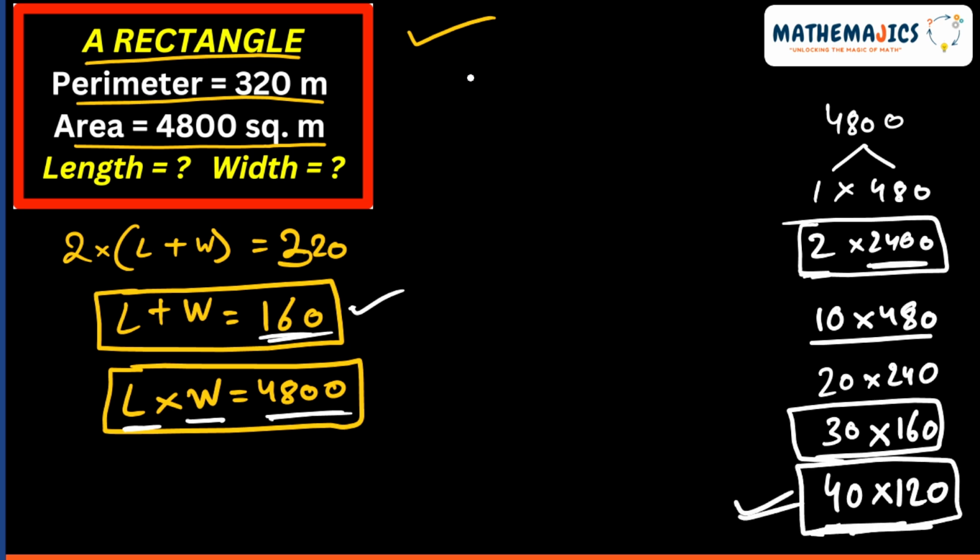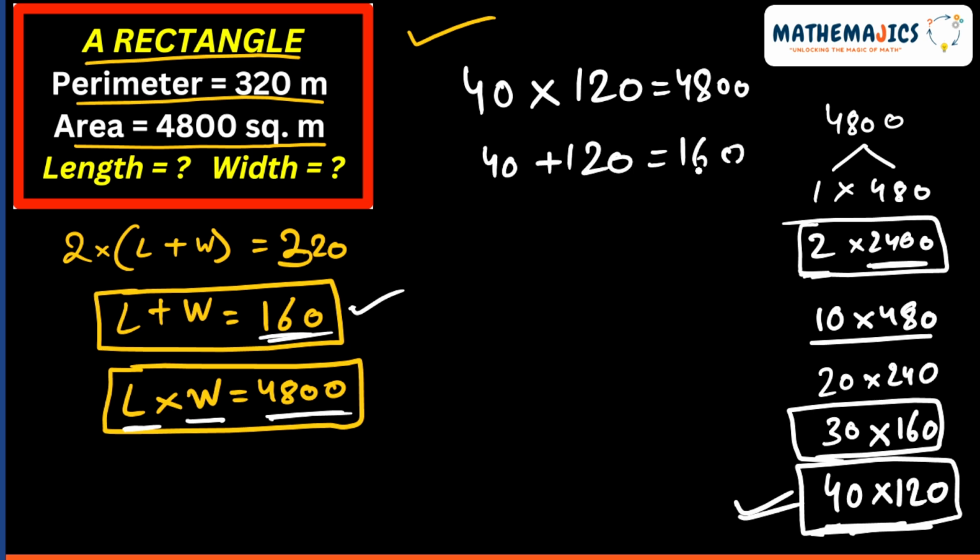Why? See, 40 times 120 will give us 4800. Correct. Now, if I add 40 plus 120, I will get 160 as well. Right? So I have fulfilled both the conditions.